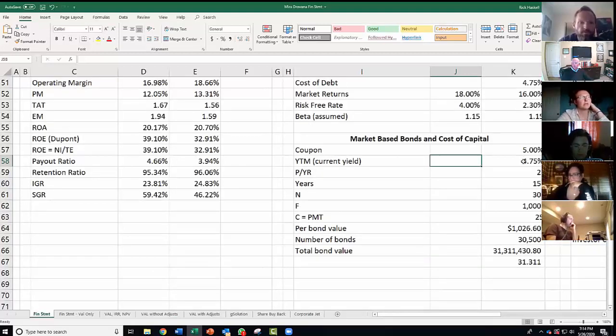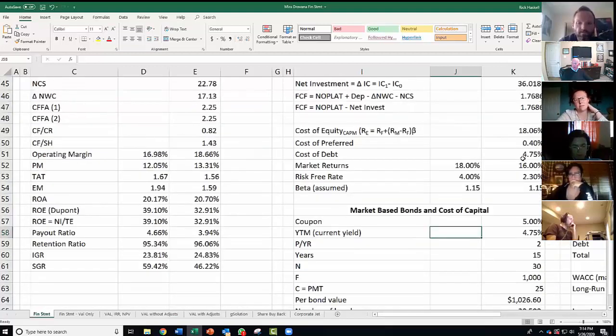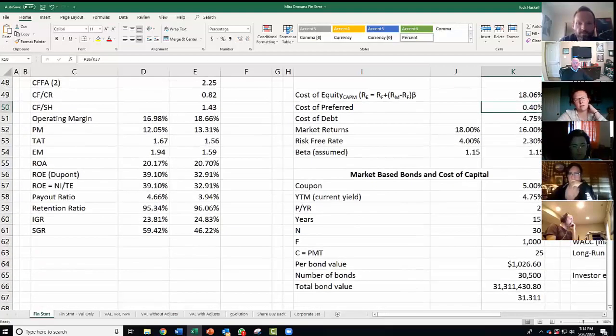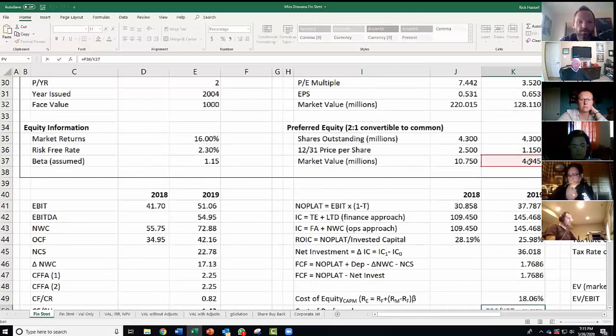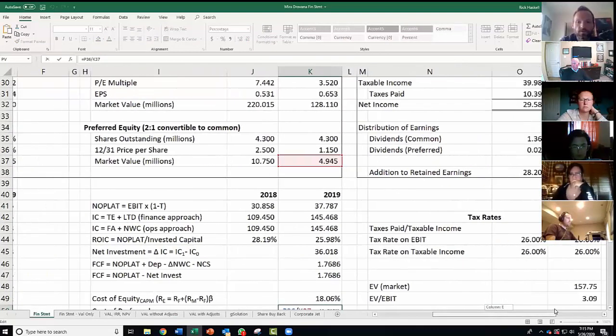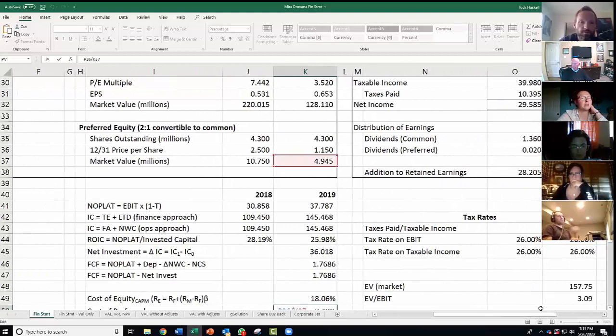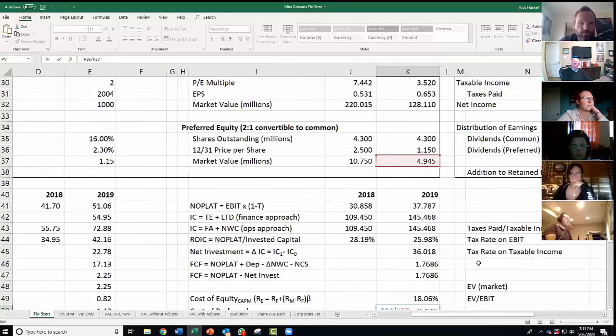But the cost of preferred and cost of debt? Okay, so cost of preferred, just as we showed you a few minutes ago, is going to be the preferred dividends divided by the market value of preferred. So we got the market value of preferred here. If we scroll over, we're going to see that we took the preferred dividends. Okay, perfect. Thank you. You bet.